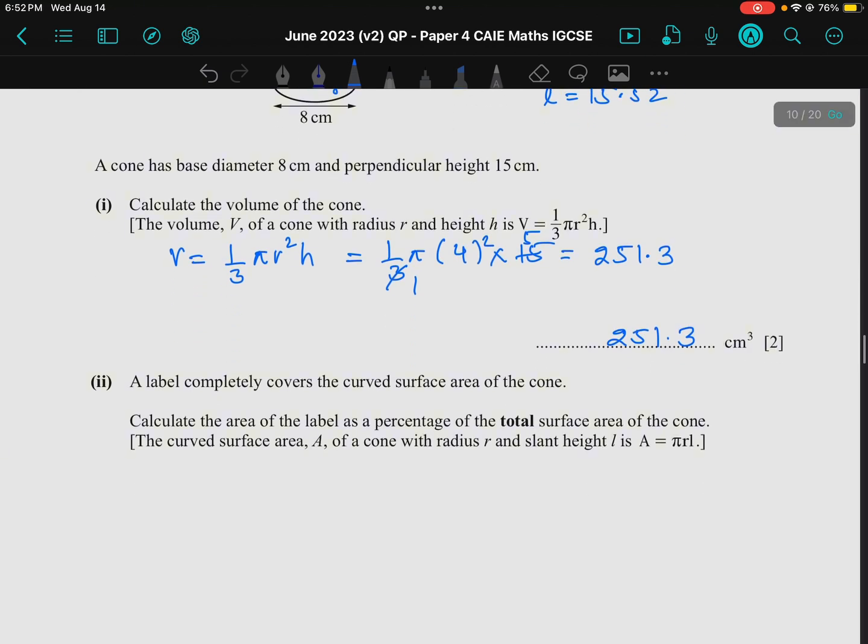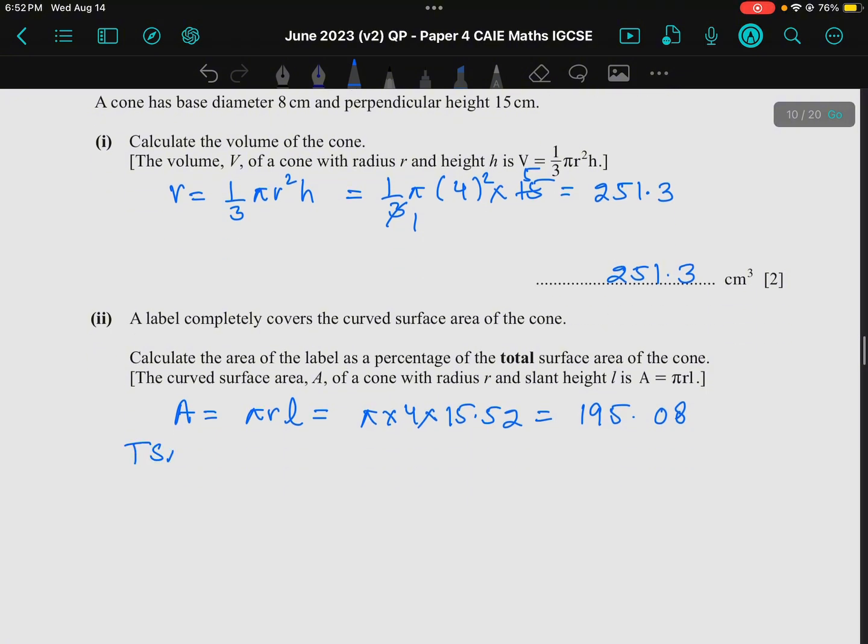Okay, a label completely covers the curved surface area of the cone. Calculate the area of the label as a percentage of the total surface area of the cone. The curved surface area is given as pi rl. Now here we will be using slant height. So area is equal to pi rl. So pi into 4 into 15.52. Put this in your calculator. So the answer is 195.08.